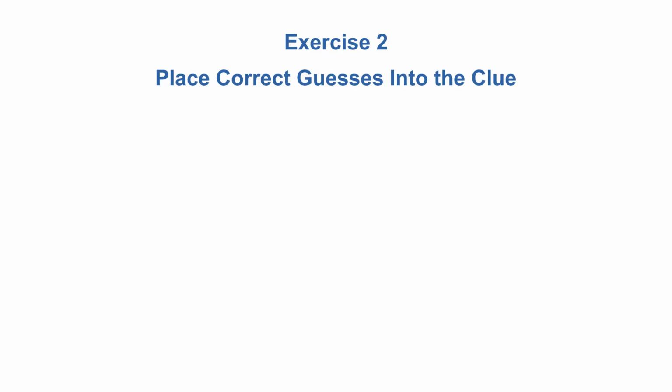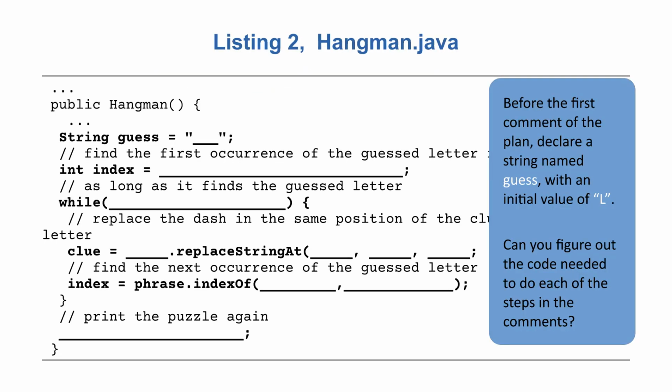Now, let's write the code. Exercise 2. Place correct guesses into the clue. First, declare a string named guess with an initial value of L. Then, can you figure out the code needed to do each of the steps in the comments? Hint: use the indexOf method with one parameter to find the first occurrence of a string. Hint: if the index is -1, it wasn't found.